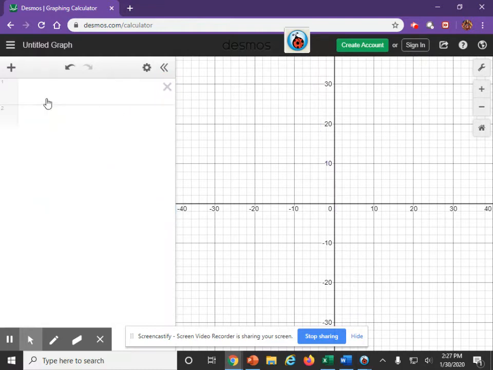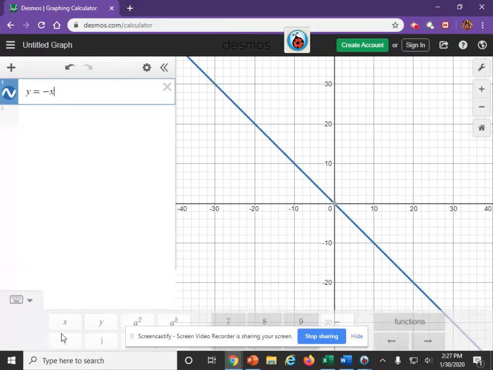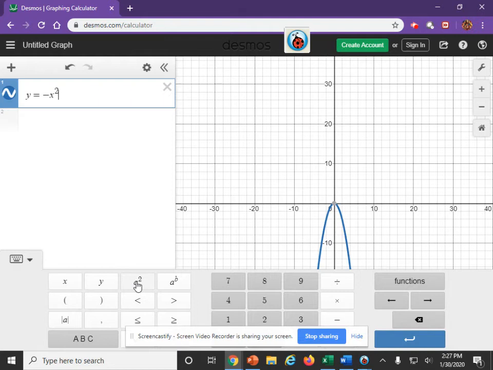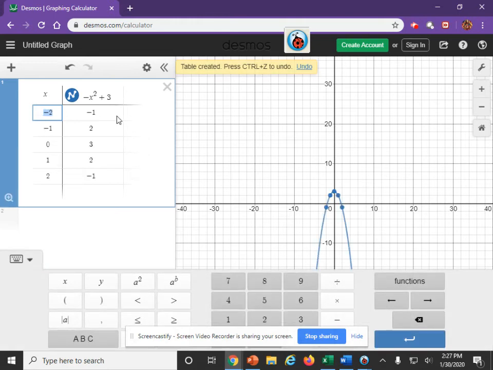All right. I'm going to type in my next one. So y equals, this is negative x. I'm going to bring up the keyboard to get squared, and then plus 3. And I want to know what happens at negative 2. So my answer is negative 1. So f of negative 2 equals negative 1.